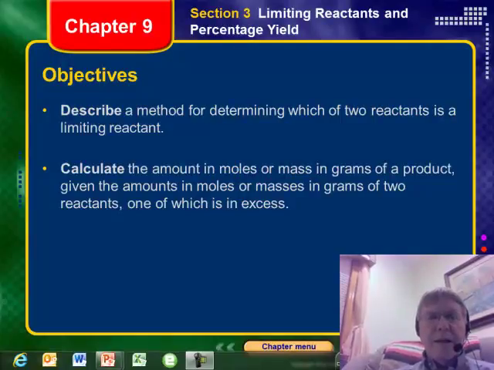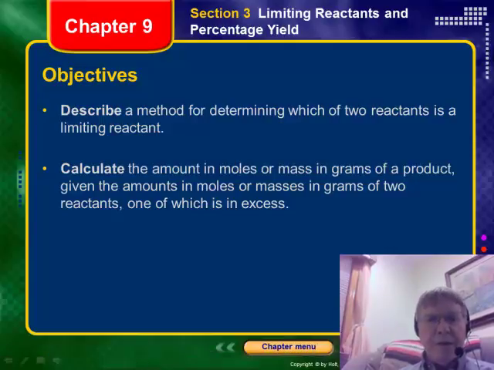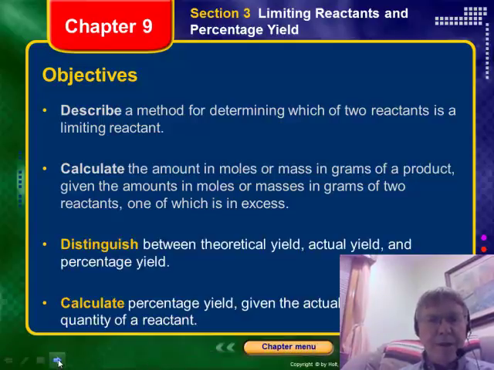This is the second part of section 3. This one hopefully will be a little bit shorter for you. We've already looked at these first two objectives here, so let's take a look at the last two. We're going to, in this part, distinguish between theoretical yield, actual yield, and percentage yield, and of course we'll define each of those terms. And then we're going to calculate the percentage yield given actual yield and the quantity of a reactant.